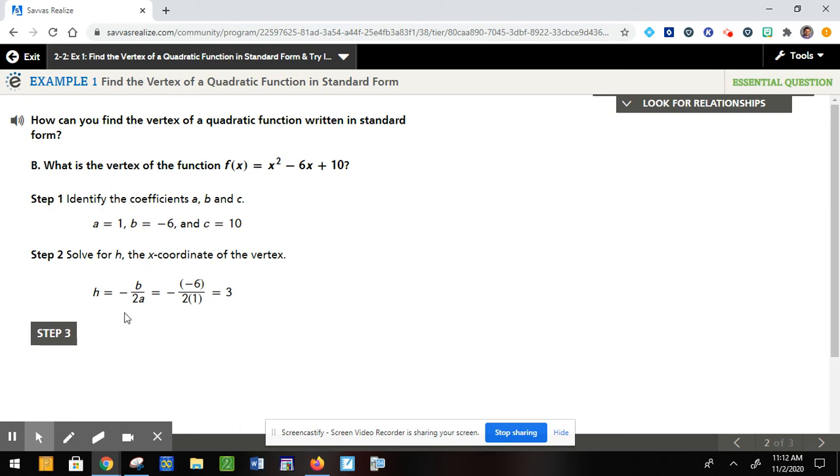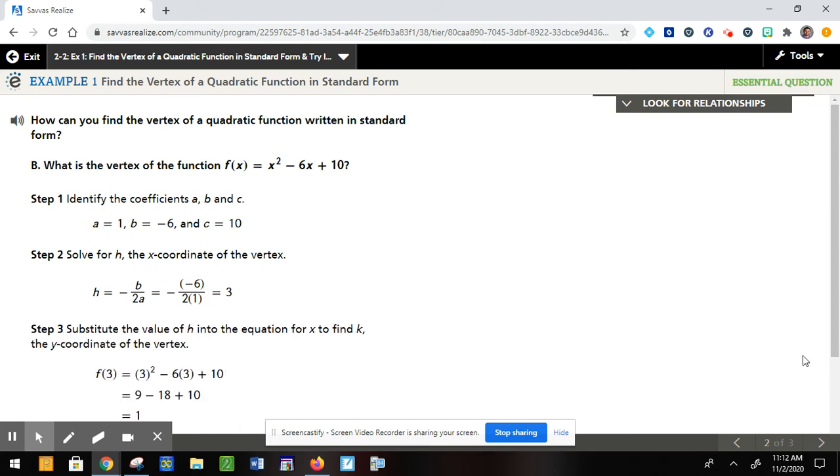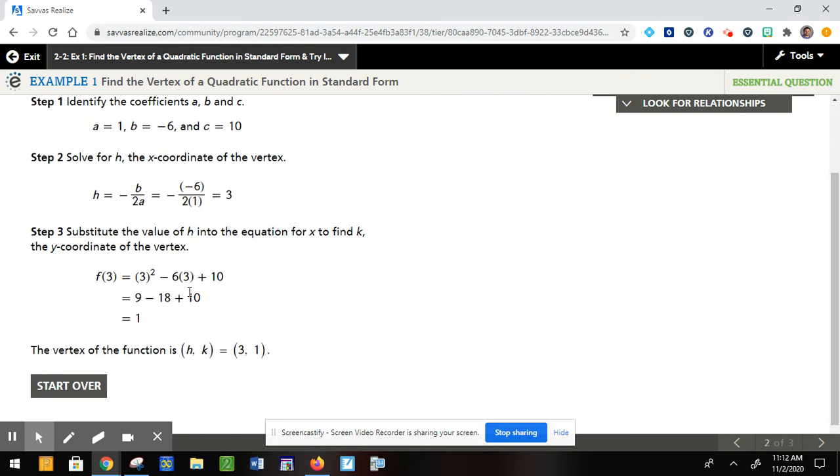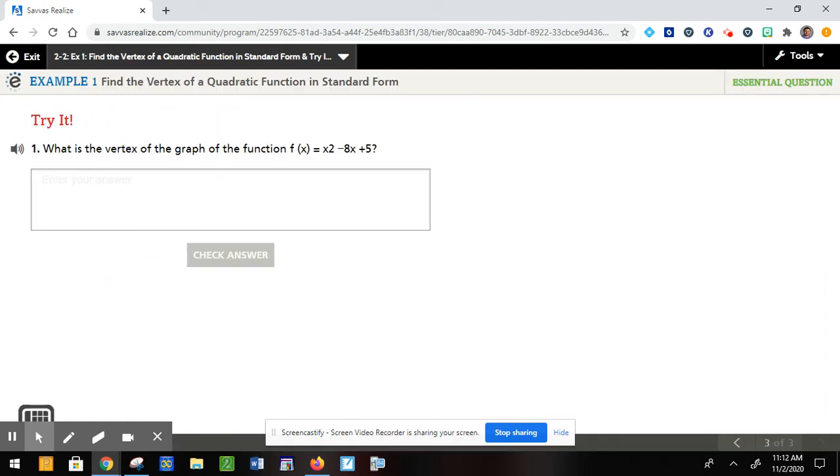So 3 is your x-coordinate. You substitute that back in and solve for y to get the y-coordinate. So you end up with 1 in this case. So the vertex of the original equation in this example was (3, 1). All right, now you're going to want to try this on your own. I would suggest pausing and trying it on your own, and then we'll go over it.